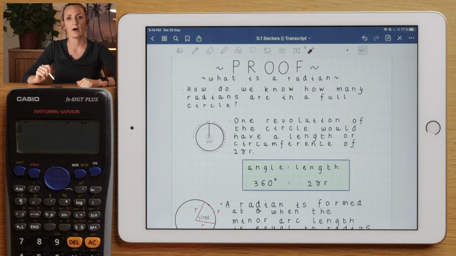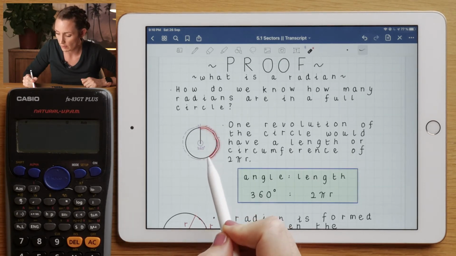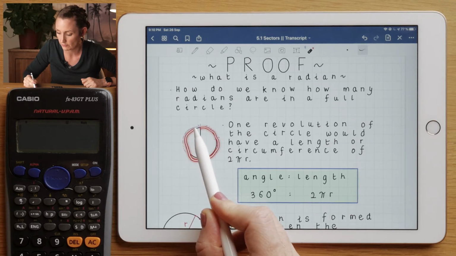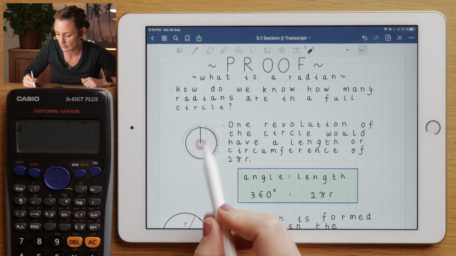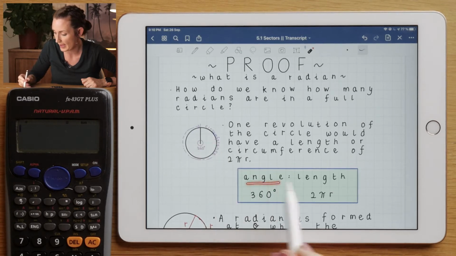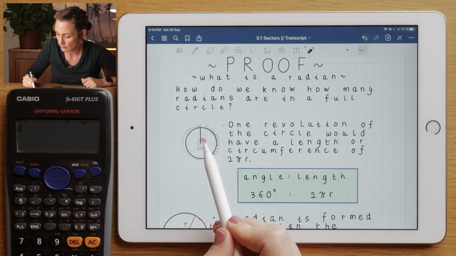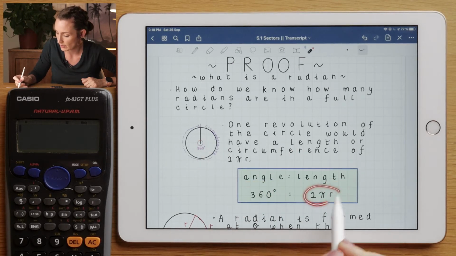Now, to work out a conversion factor from degrees to radians, for example, we know that roughly 8 kilometers is 5 miles. So we have a conversion rate. When we travel the full way around the outside of the circle, we cover the full circumference, we would actually cover 360 degrees. That's a full circle. So if we compare the angle to the length, the angle is 360. The length that we're going to cover on the outside is going to be 2 pi r.